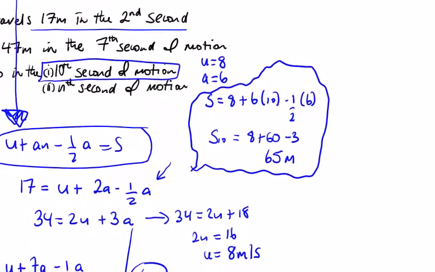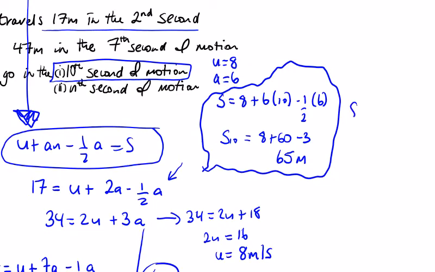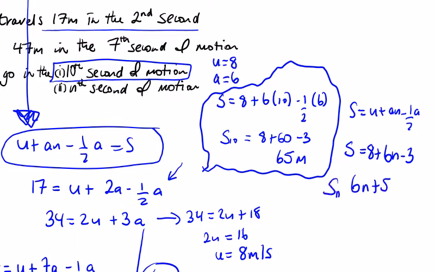And in the nth second of motion, that's 10 in the nth second, let's come to the right a bit. We're going to get the distance is going to be u plus an minus a half a. So in the nth, we're going to get s is equal to 8 plus 6 times n minus 3, which is going to be 6n plus 5. That's the distance travelled in the nth second of motion.